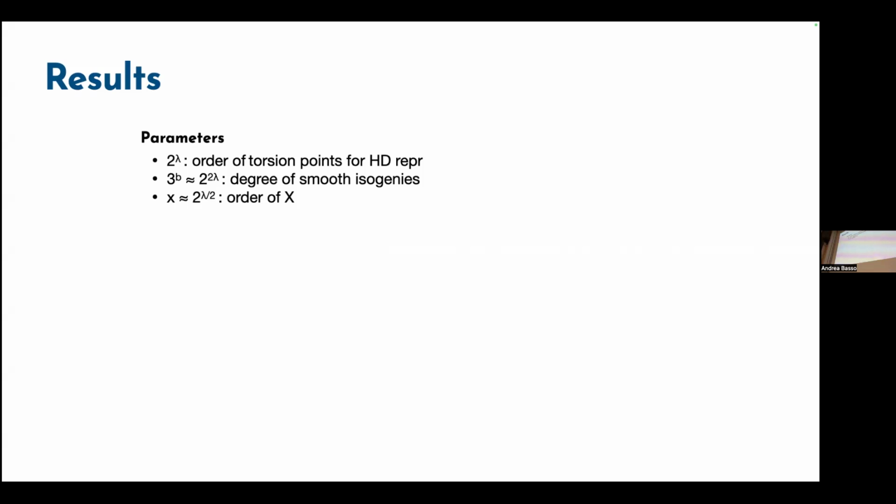And then we need the degree of the smooth isogenies to be a power of 3 that is roughly 2^(2 lambda), so that this prevents meet-in-the-middle attacks like we used to have in SIDH. And then we take a point of order x to have order roughly 2^lambda over 2. This is enough to prevent brute force attacks because there are roughly 2^lambda points of that order, and we require that to be prime to give us additional security.